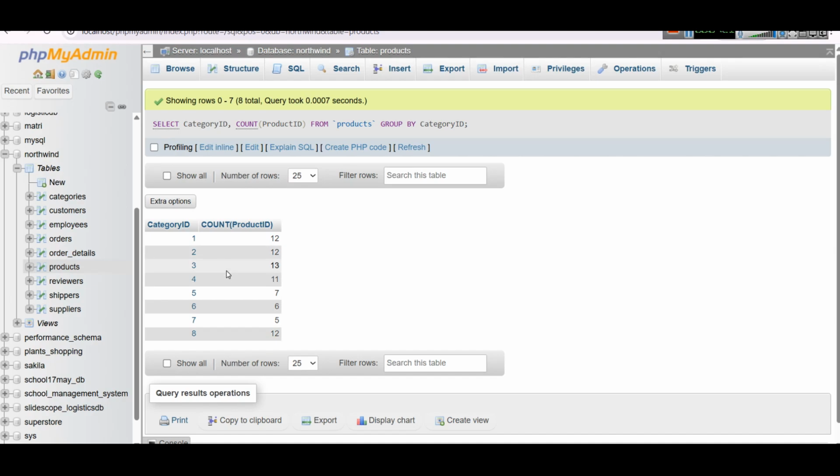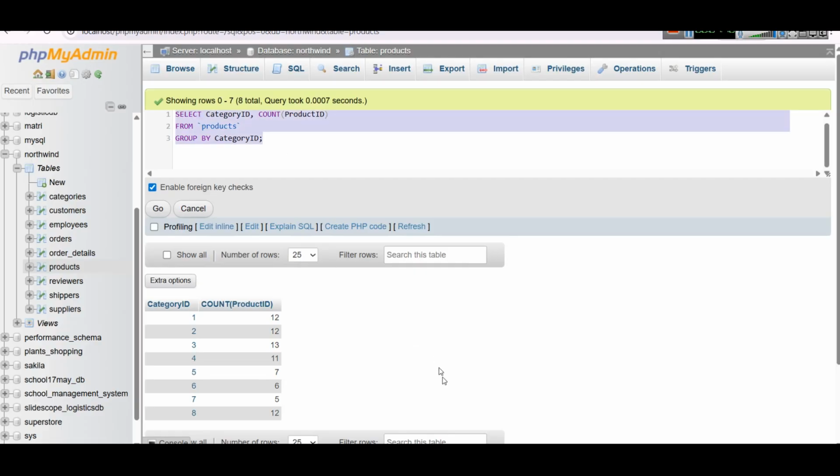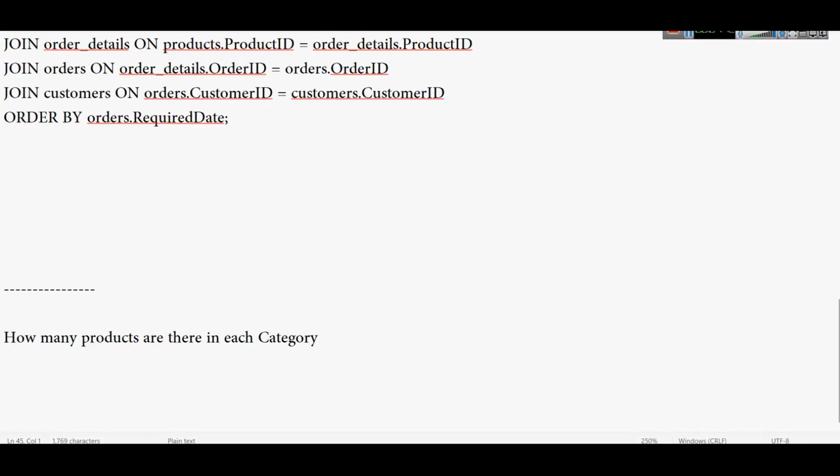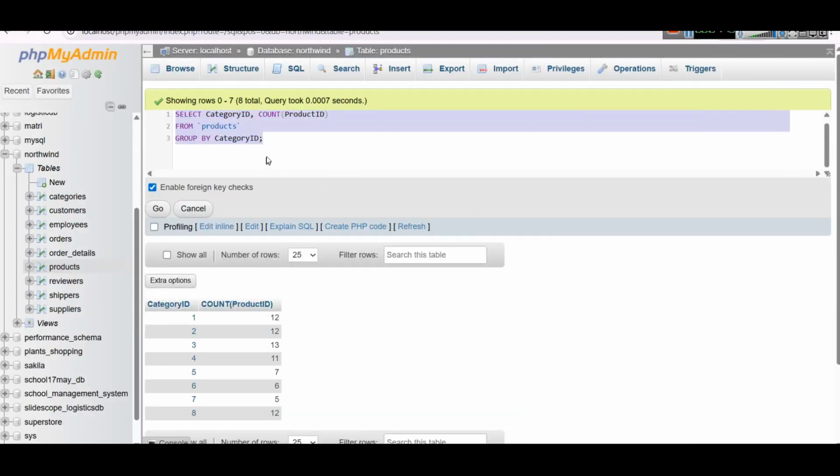But here we are not getting the category name, right? The category name is missing. Why is it missing? Because we have not joined the table. So this is the normal way of doing it without join. Now we will use join.